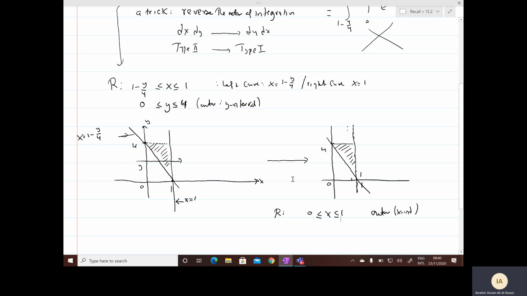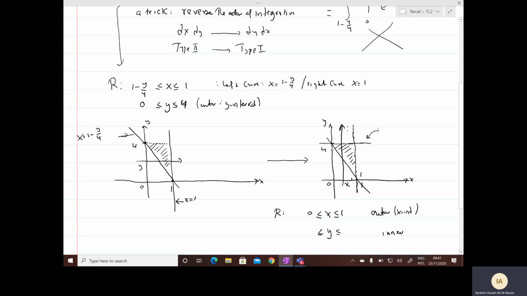What is the inner? Now we take a vertical line in the direction of the y-axis. I need the limits of y. So I go in the direction of y, a vertical line at arbitrary x here, and I enter through this line and I leave it through this line. What is the equation of this line? What is the equation of this horizontal line?